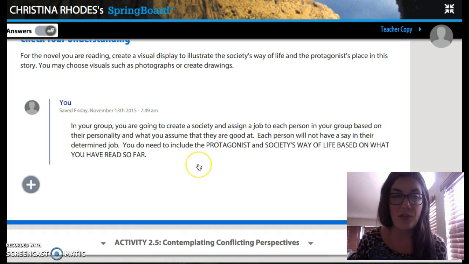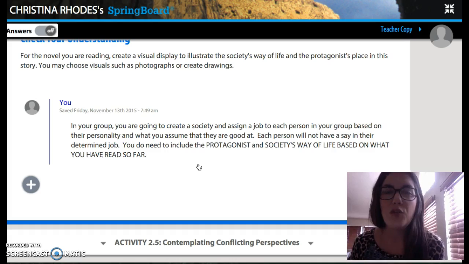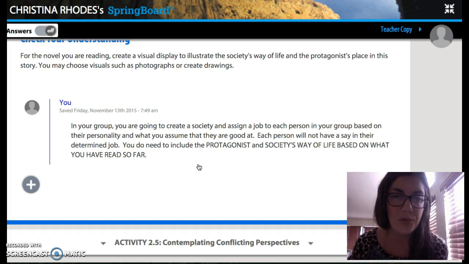So I'm going to hand out poster paper, markers, and your group can only discuss that person. You cannot ask them, hey, what are you good at? Or hey, what do you want to be when you grow up? You are making that decision for them, just like a predetermined society would be in a dystopian society. All right, here we go.